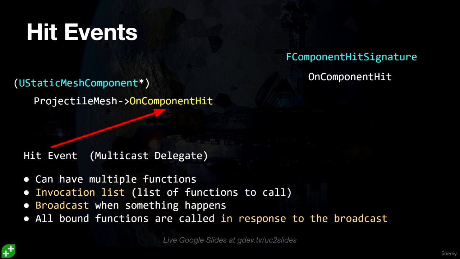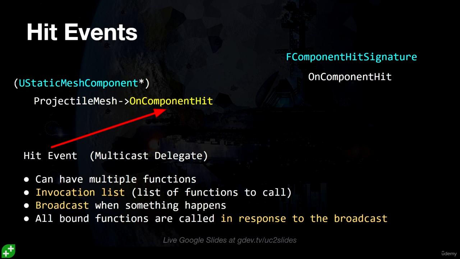It allows us to have this thing called a delegate, which waits for an event, such as a collision, and then the delegate will be broadcast, resulting in all bound functions called in response to the broadcast. Since multiple functions can be bound to this delegate, we call it multicast. It's broadcasting to multiple classes that have their functions bound to it. Now, how do we bind a function to this delegate?